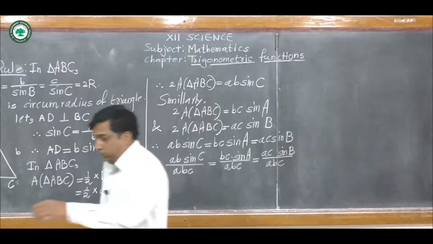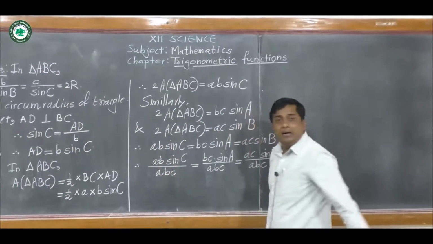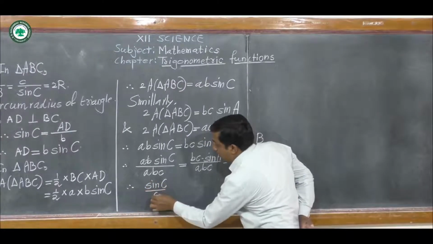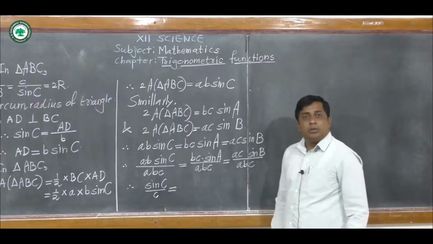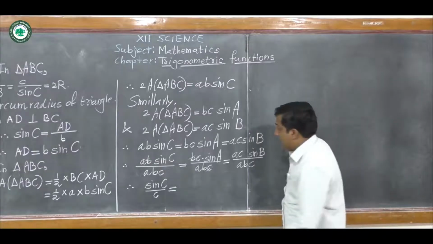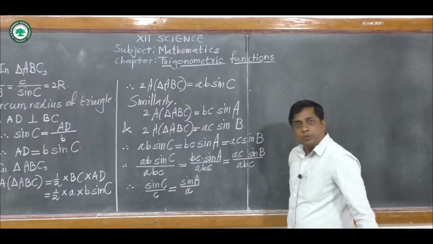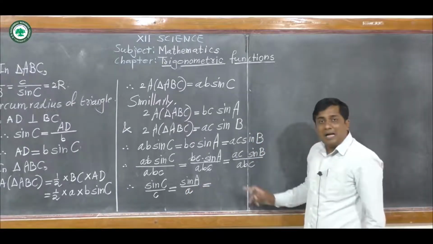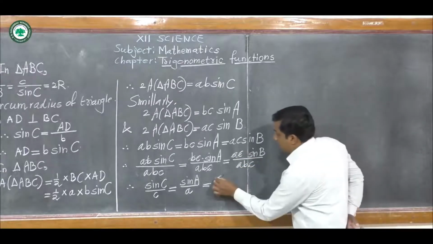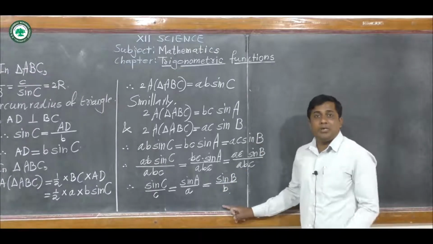Now in the next step, A and A, B and B are cancelled, and only sine C upon C remains, is equal to, then in the second B and B, C and C are cancelled, then we get sine A upon A, is equal to, in the last A and A, C and C are cancelled, then only sine B upon B remains. We get this relation.